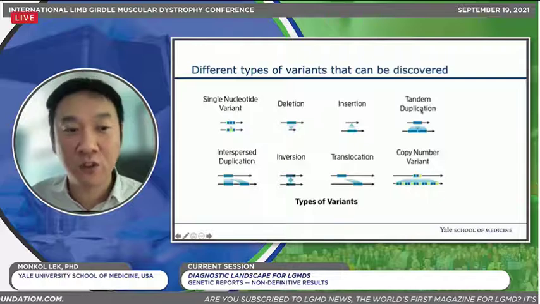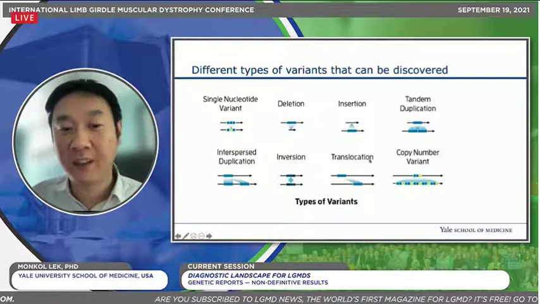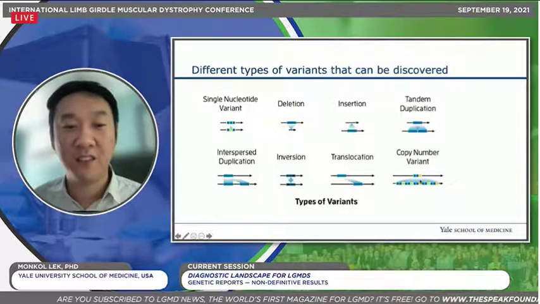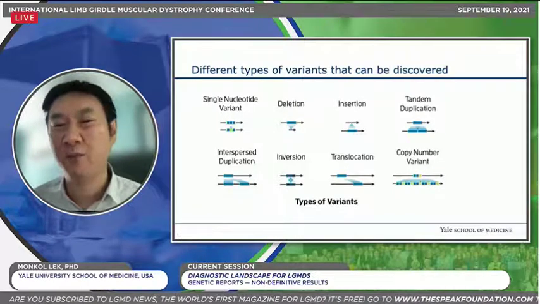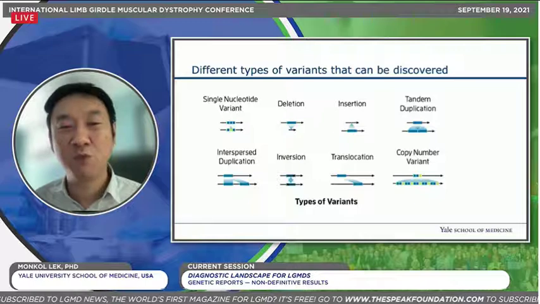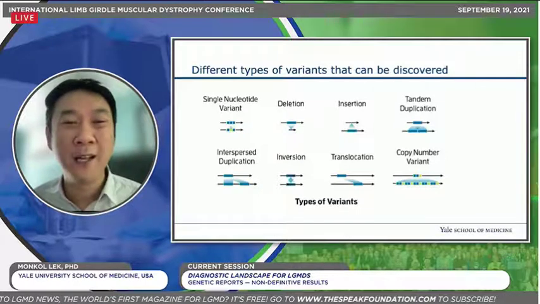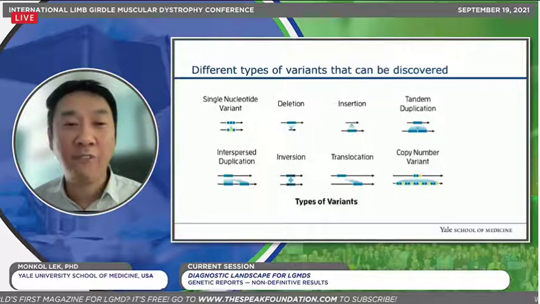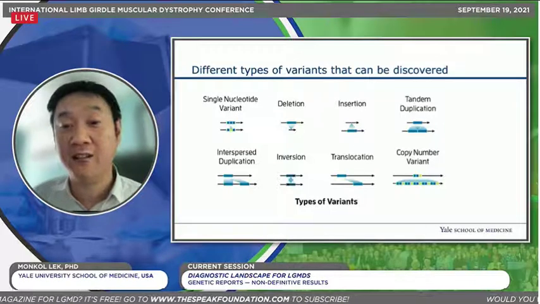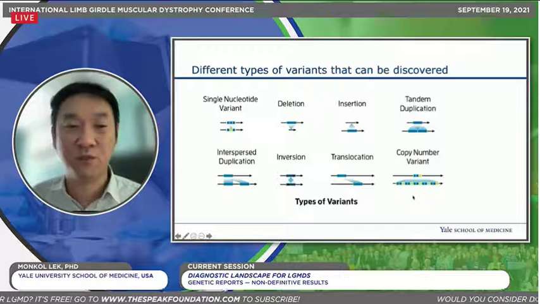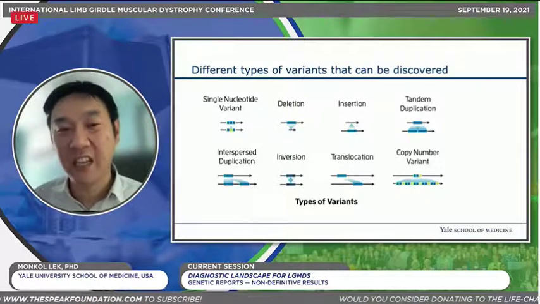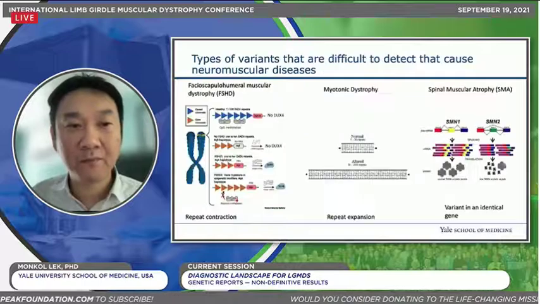There are also tandem duplications, interspersed duplications, inversions and translocations, and also copy number variants. We consider these more complex types of structural variants. Some of these we can pick up, but we're not very powered to detect them, so there's a high false positive and negative rate, especially with copy number variants. So these are the pros and cons of each genetic test and what they actually cover.